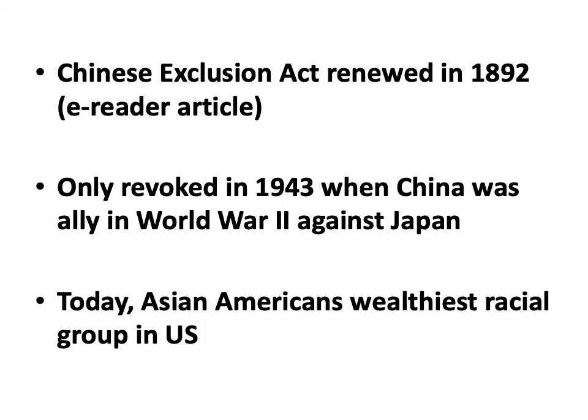Now, the Chinese Exclusion Act, when passed in 1882, expired after 10 years, and it was renewed by Congress in 1892. The e-reader article in this module deals with the extension of the act, and the e-reader article is 2 pages long, and it's taken from a U.S. House of Representatives official publication prepared for the representatives to inform them before the vote.